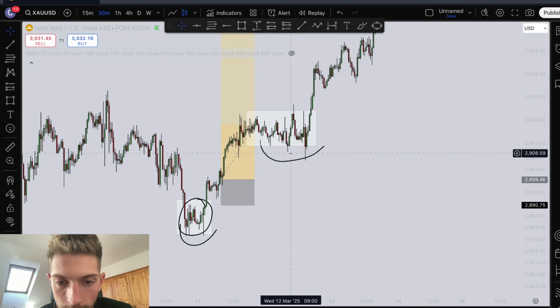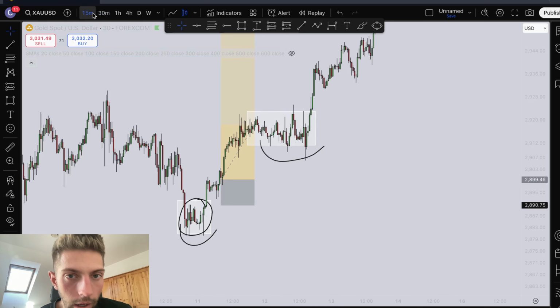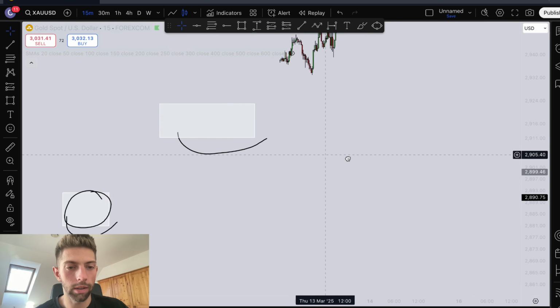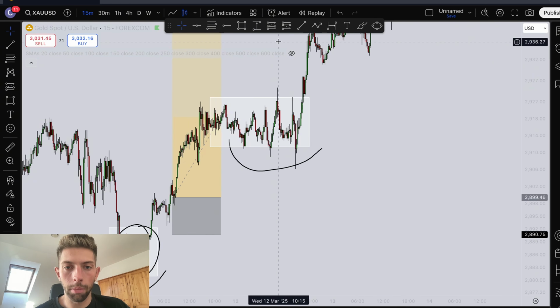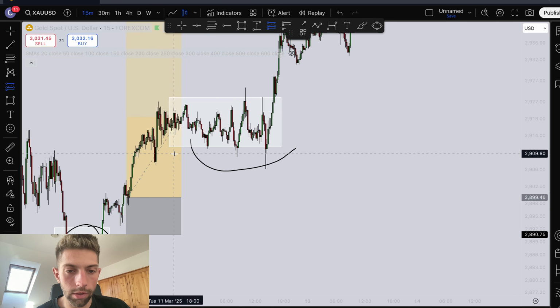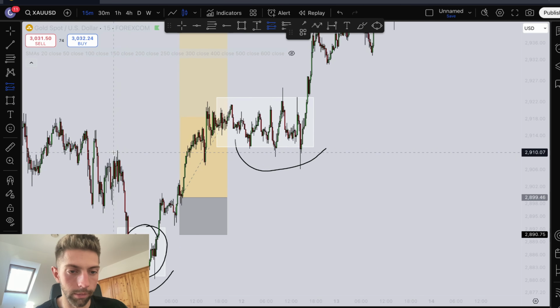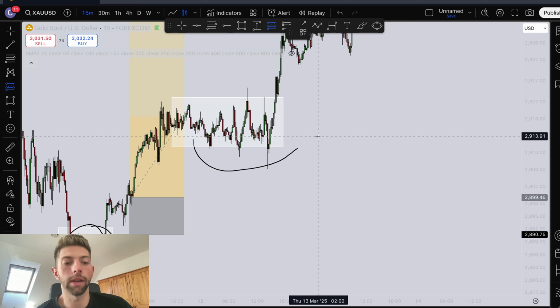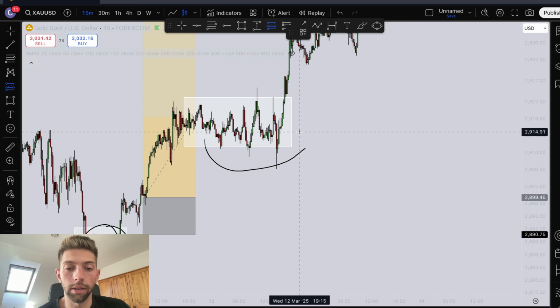Price gave me, I entered on the M15 this trade, I believe, yes. Price gave me multiple confluences. There was a liquidity, there was my key level, there was everything. But whatever, let's talk about market structure.